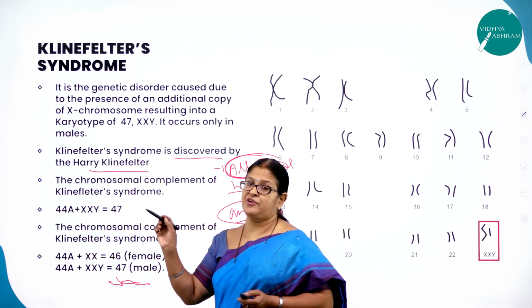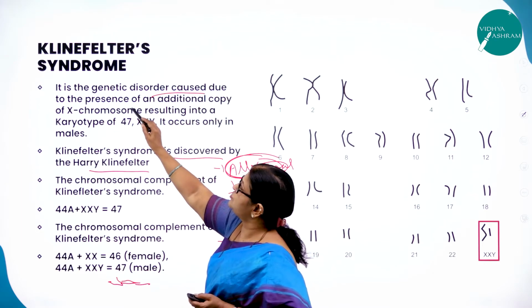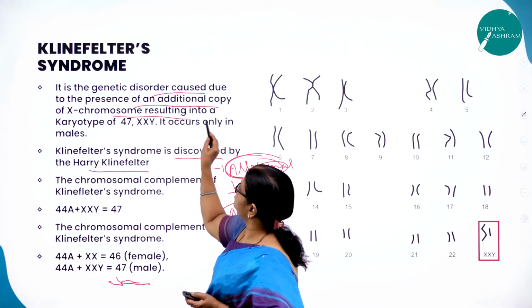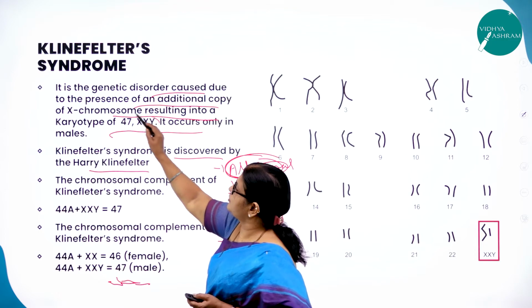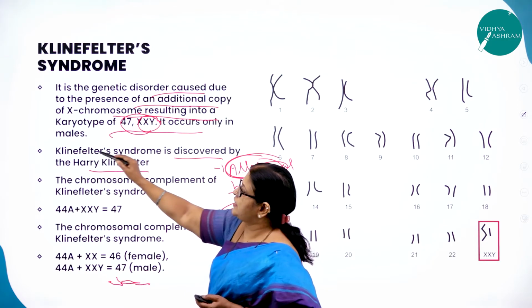So what is Klinefelter syndrome? It is a genetic disorder caused by the presence of an additional X chromosome, resulting in a karyotype of 47, that is XXY. It occurs only in males.